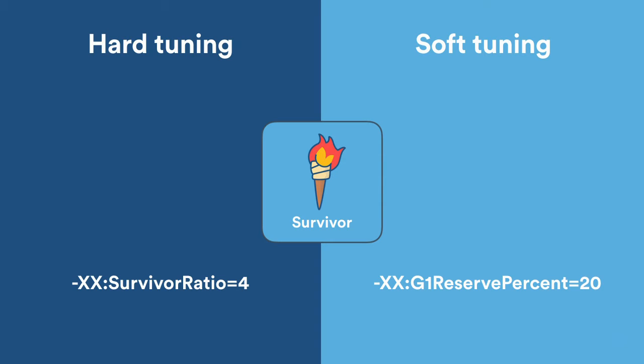So those soft parameters allow the JVM to tune automatically as it normally would to try and meet those goals of latency, throughput, and footprint. You're just giving it some suggestions of what you'd like it to prioritize.